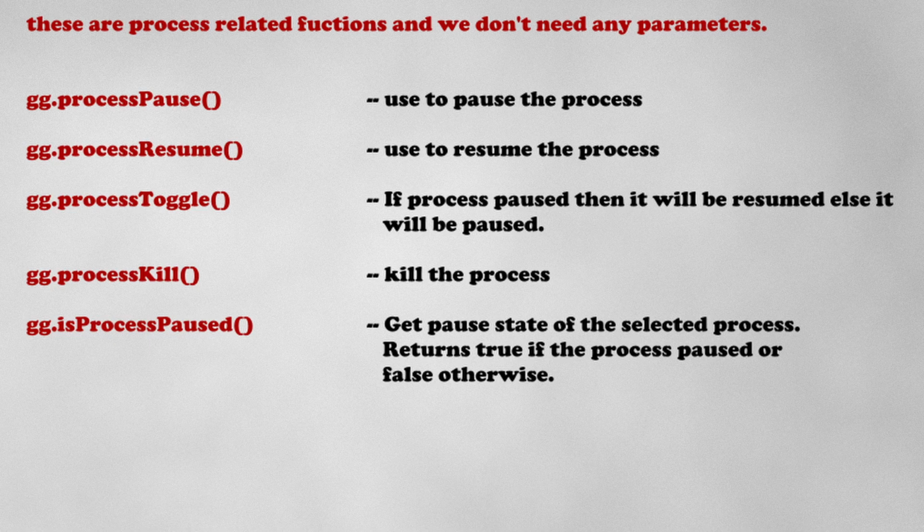We can control the process with these process-related functions, and we don't need any parameters. gg.processPause, used to pause the process. gg.processResume, used to resume the process. gg.processToggle, if the process is paused, it will be resumed, otherwise, it will be paused. gg.processKill, kill the process. I like to use toggle instead of using pause and resume. You can use those as well, it's not a problem.